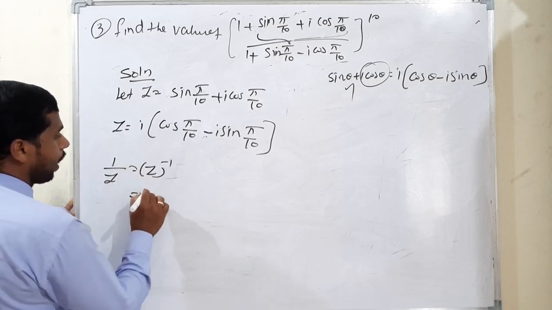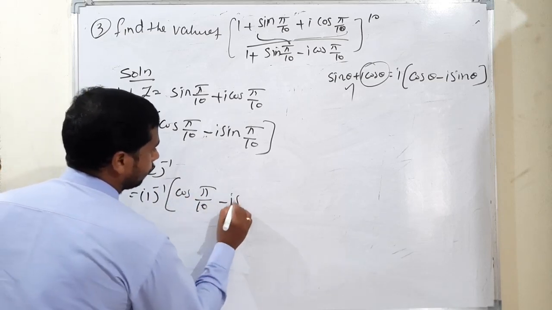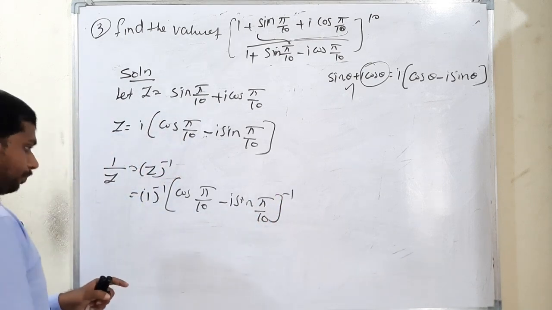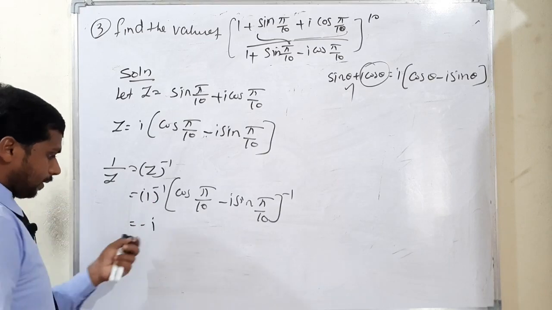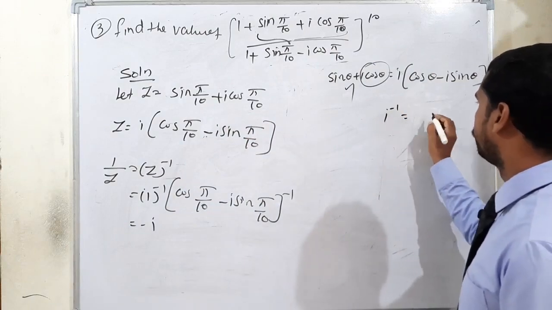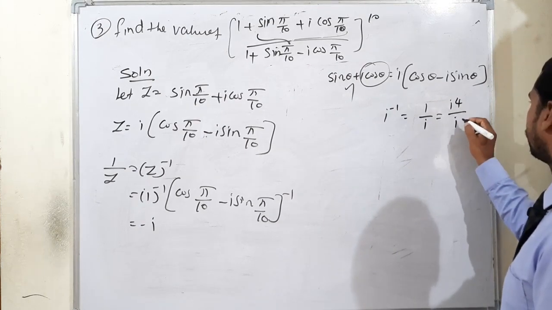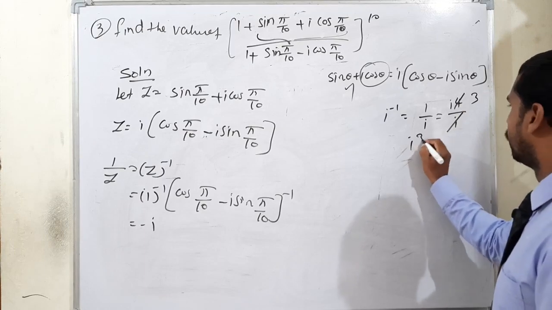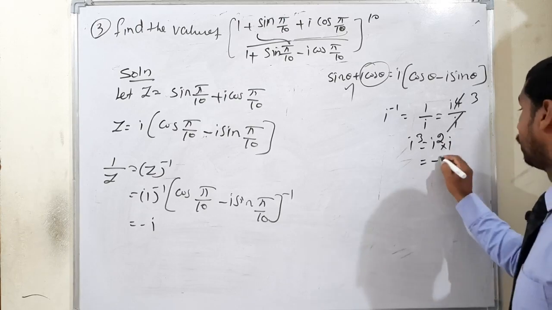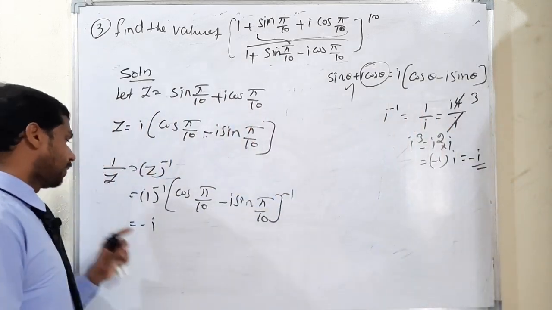What is the value of 1 by z? It is i to the whole power of minus 1 times (cos pi by 10 minus i sin pi by 10) to the whole power of minus 1. Now what do we have to do? I to the power minus 1 has the value minus i. I will show how we get i to the power minus 1 equal to minus i. I to the power minus 1 means 1 by i. Multiply by i to the power 4, which is 1, divided by i. So i to the power 4 divided by i leaves i cube, which is i square into i. I square is minus 1, so minus 1 into i is minus i. That is why I wrote i to the power minus 1 is equal to minus i.